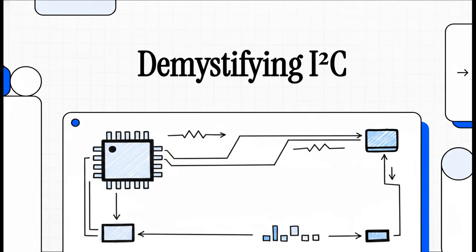All right, let's talk about something that's probably working away inside whatever device you're using to watch this right now. We're going to break down I2C. If you've ever looked at a circuit board and wondered how all those tiny chips talk to each other without a total bird's nest of wires, well, you're in the right place. We're about to demystify this two-wire wonder.